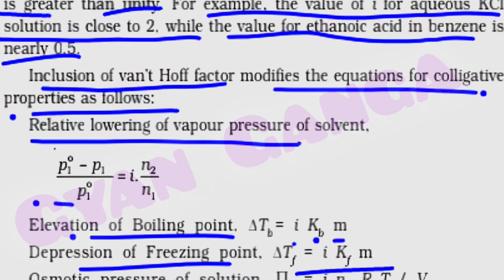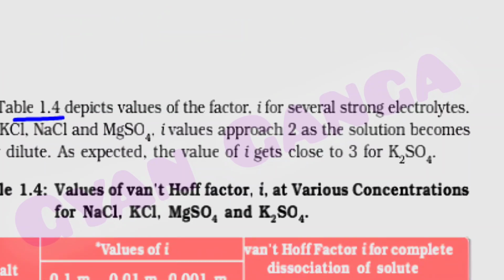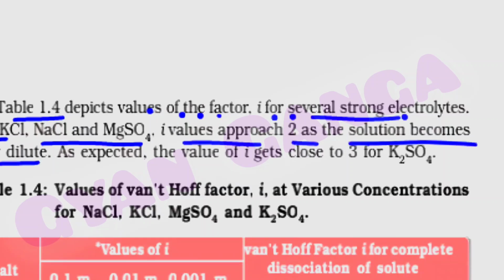Table 1.4 depicts the value of the factor i for several strong electrolytes. For KCl, NaCl and MgSO4, the i value approaches 2 as the solution becomes very dilute. As expected, the value of i gets closest to 3 for K2SO4.